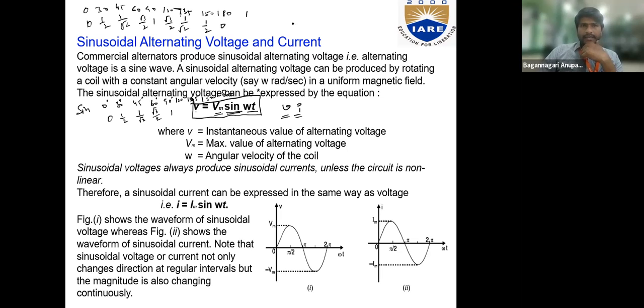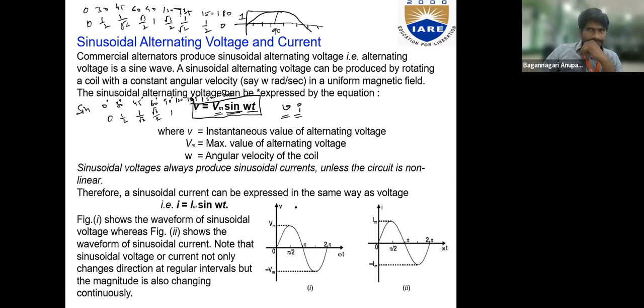So if I plot them on a graph with respect to degrees, what is the value I am going to get? It is the same as this. What is the maximum value? What you are going to get here is 1, at 90 degrees. This is why it is called a sinusoidal waveform.